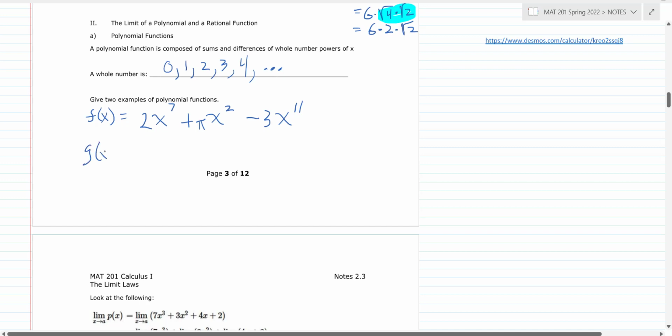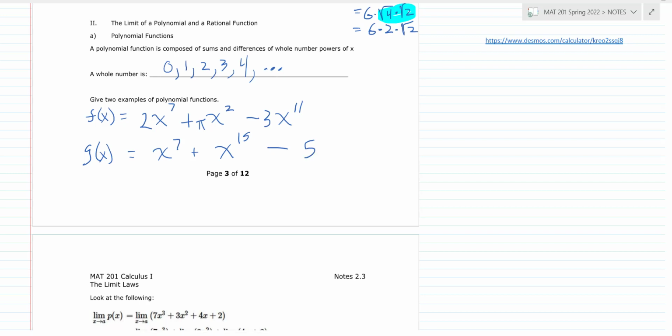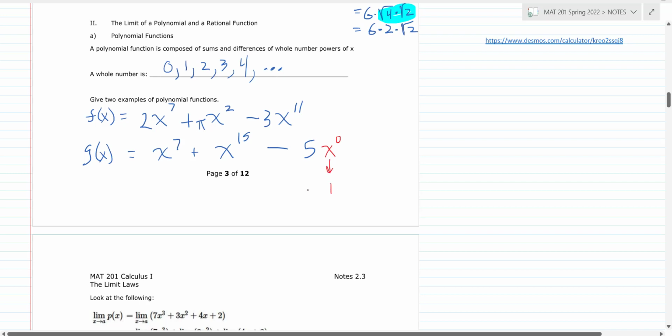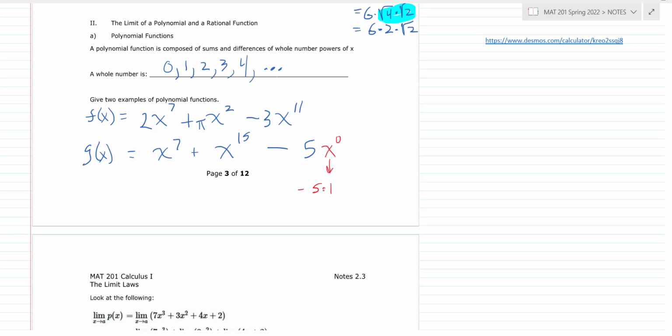Another example would be something like this. We could have x to the 7th plus x to the 15th. And then I'll say minus, and then I'll just put a constant there. Now, the reason why that's polynomial is I do have whole number powers of x, but this is understood to be x to the 0. Remember, x to the 0 is 1. So if you have a constant, that power of x is understood to be 0. So they're just sums and differences of whole number powers of x.